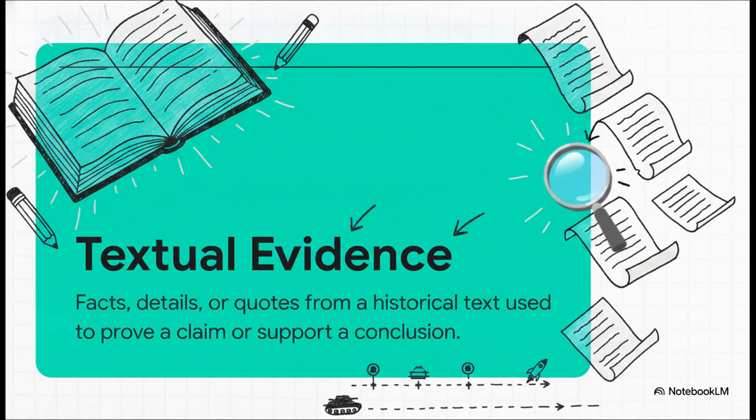When you're reading a historical document, whether it's, say, a treaty from World War I or a speech from the Cold War, you are hunting for specific facts, details, or quotes that prove a claim. You can't just casually say, oh, the Cold War was tense. You actually have to pull the exact quote from a primary source that demonstrates that tension.